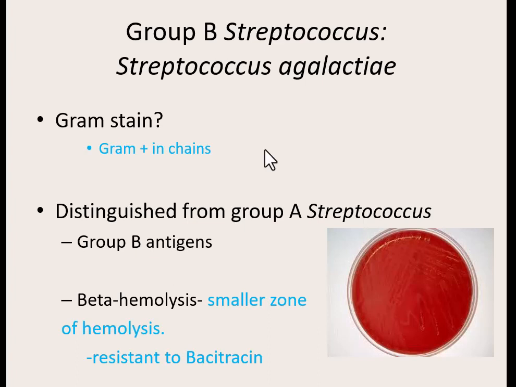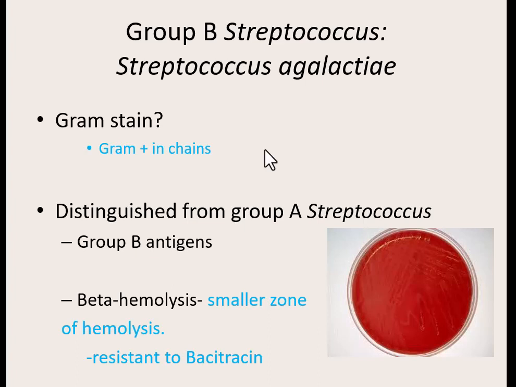It's different from the group A Streptococcus because it has group B antigens on its surface. So when we do different types of testing, we can test specifically for B antigens. However, on a plate, you can't see any of that. It does beta hemolysis, just like pyogenes was, which is a group A. However, the beta hemolysis is usually a little bit smaller.